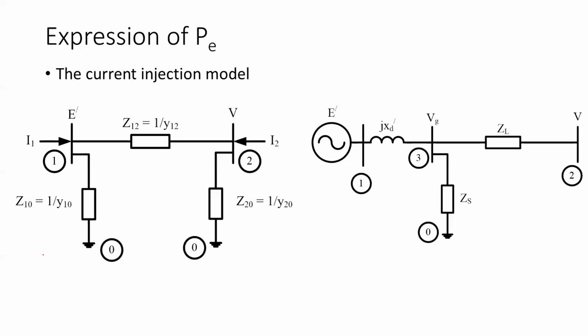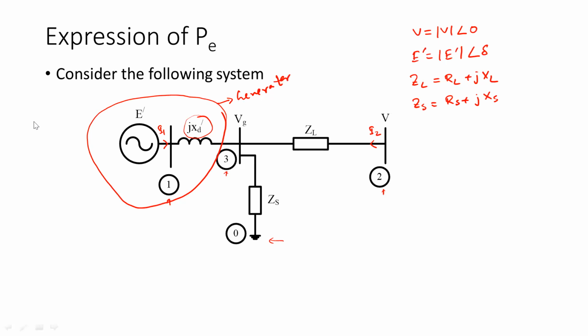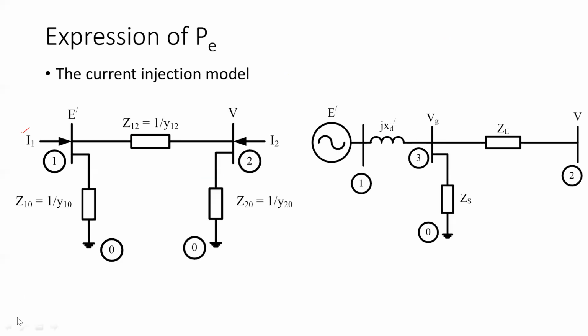So what did we do in the current injection model? Instead of taking voltages, now we are assuming that currents are being injected into the nodes, the same assumption that we saw in the previous slide. So I1 is being injected to node number 1, and the voltage of node 1 is still E dash. Then in node number 2, I2 is being injected, and the voltage is still the infinite bus voltage, V. This was my terminal characteristics, the node characteristics, but we are more interested in the rest of the circuit other than the nodes.